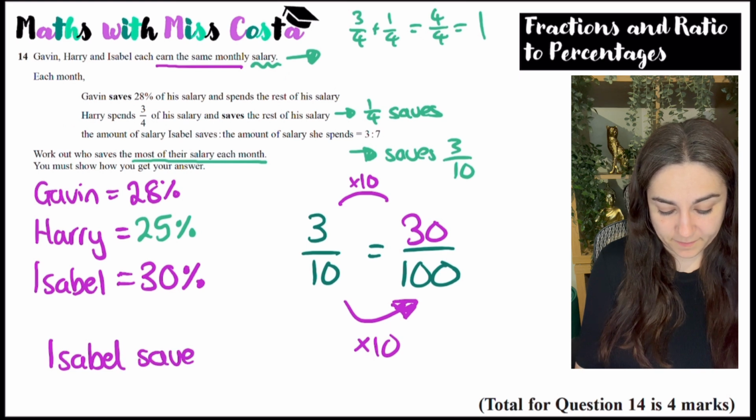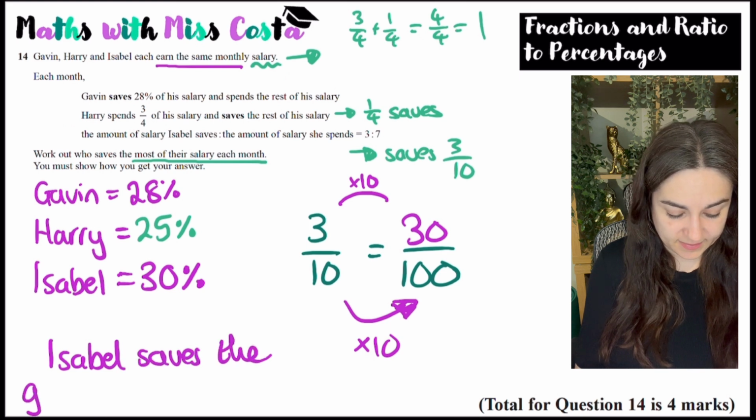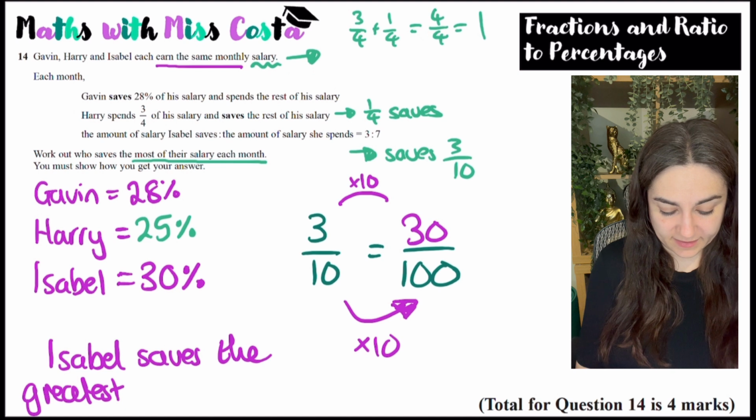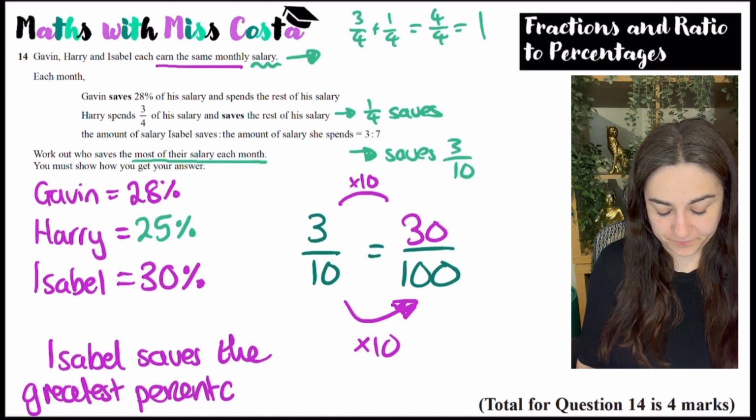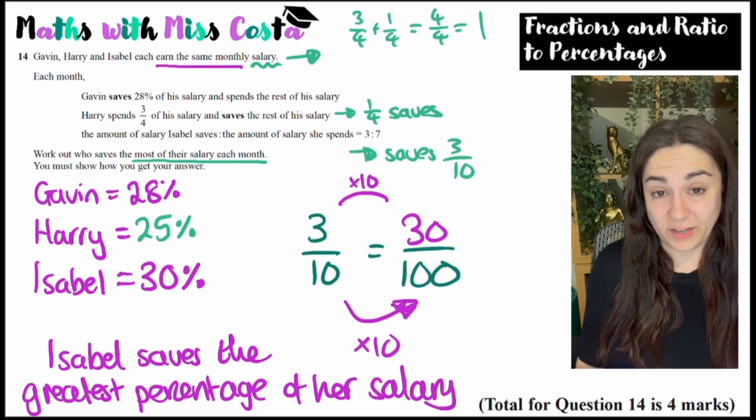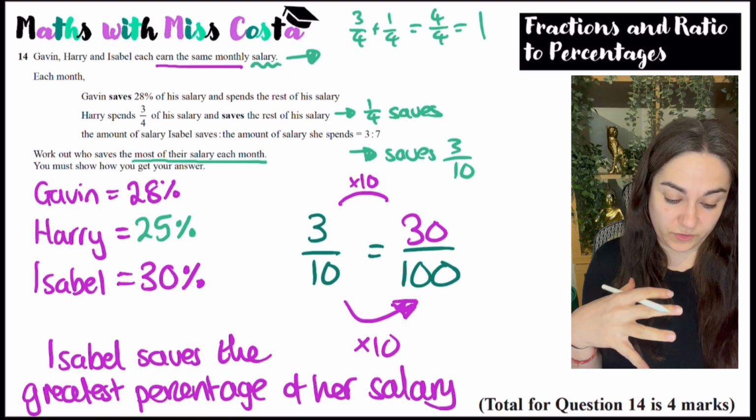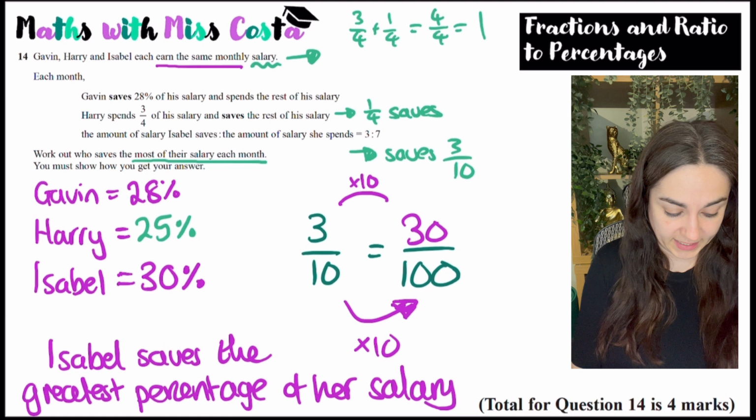Isabel saves the greatest percentage of her salary. And that's one way you could do it. The other way is if you'd just chosen a random number and worked it out proportionally.